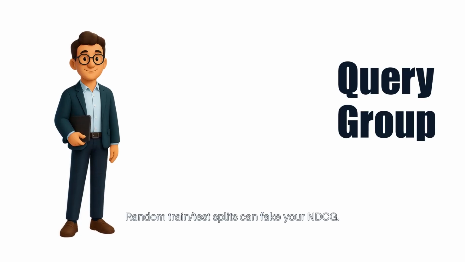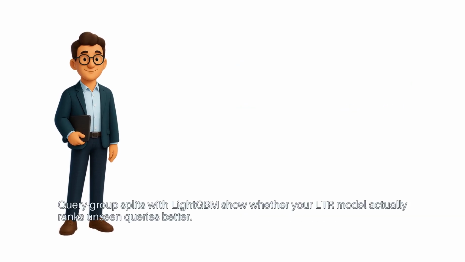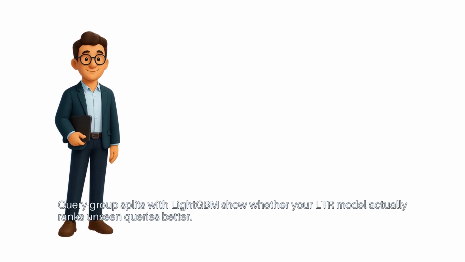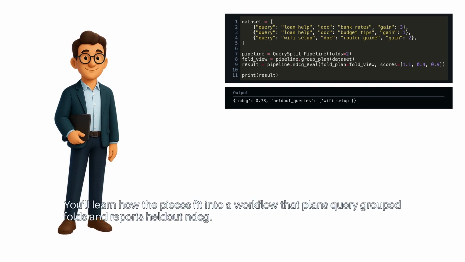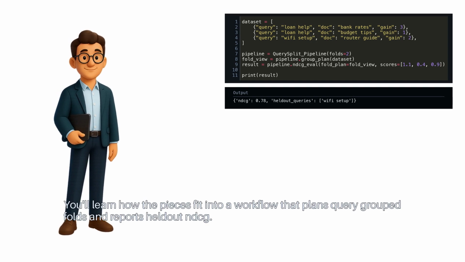Random train test splits can fake your NDCG. Query group splits with LightGBM show whether your LTR model actually ranks unseen queries better. You'll learn how the pieces fit into a workflow that plans query grouped folds and reports held out NDCG.